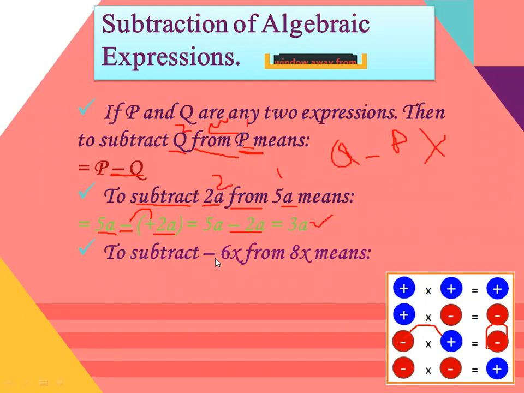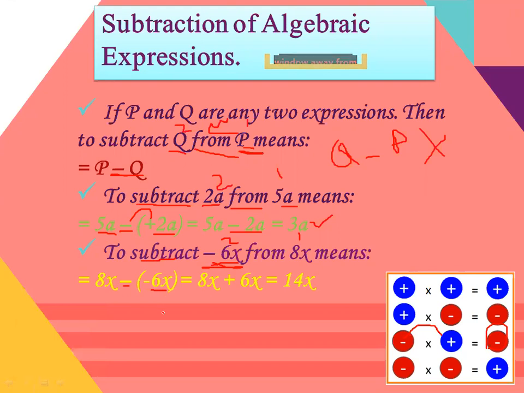To subtract minus 6x from 8x means what? Means you are going to subtract minus 6x from 8x, so this will be your first expression and then this will be your second expression. Means you are going to write down 8x first. So this is the way to write it down. You will write 8x first, not 6x. And then you are going to subtract it, that's why you will write minus, and then your second expression, that is expression number 2, minus 6x, will be inside the bracket.